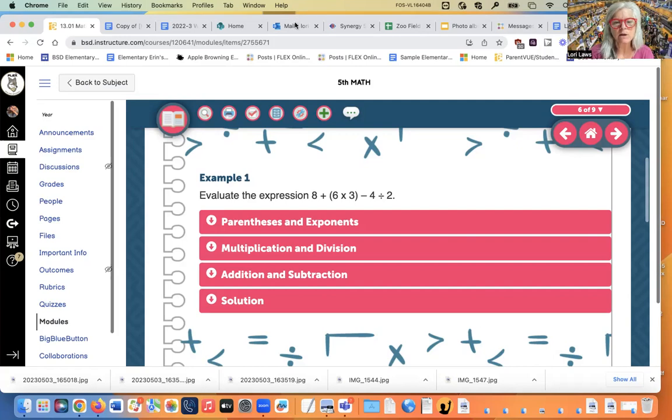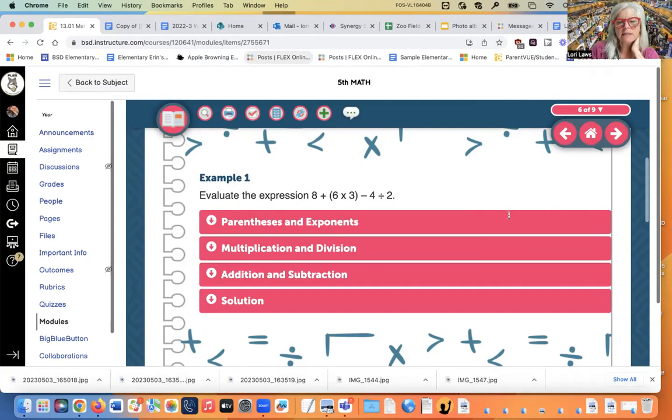I'm going to open the chat and watch for some answers. 3 times 6 is not 16. Oh, thank you. 4 divided by 2 is 2. So 8 plus 18 is 26. Minus 2 is 24. Okay, I got my answer.